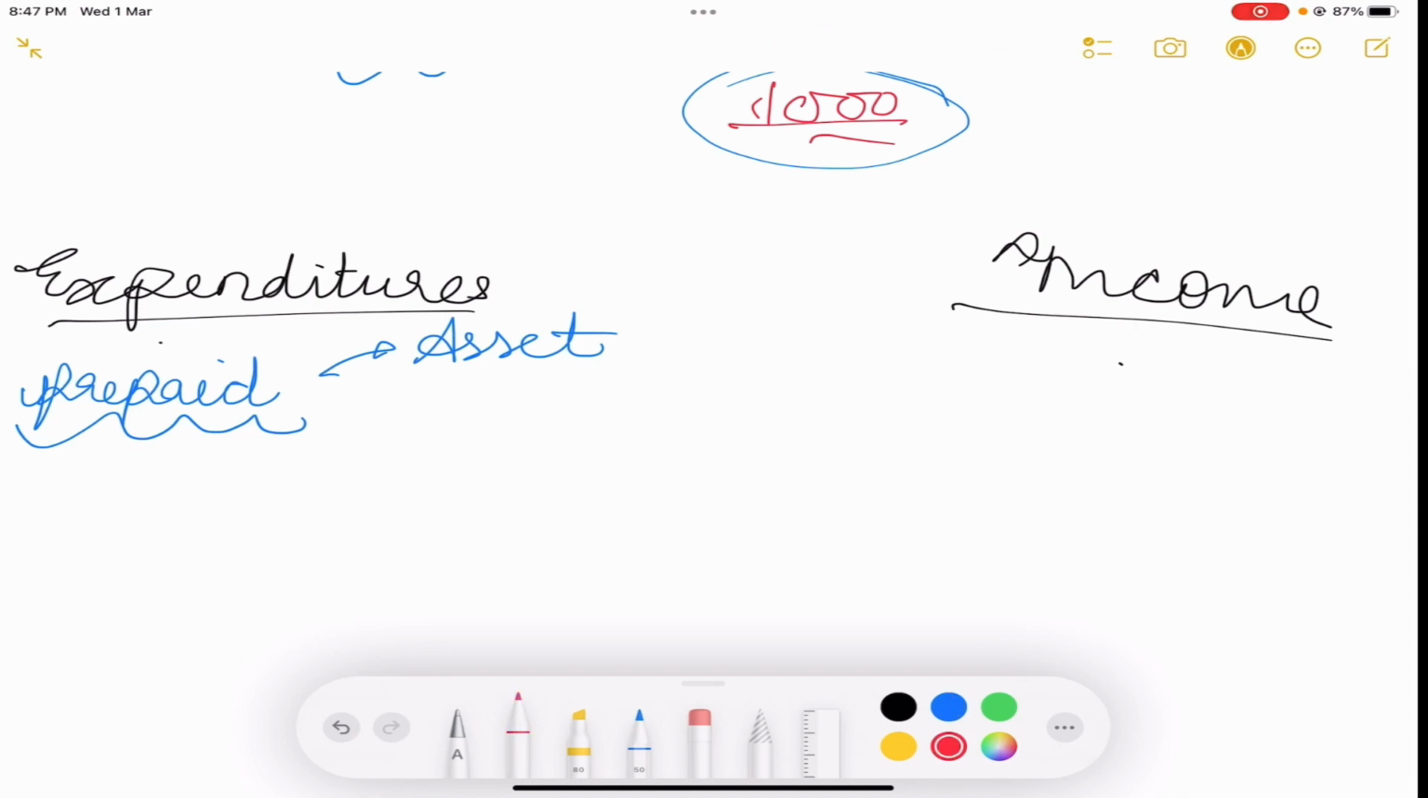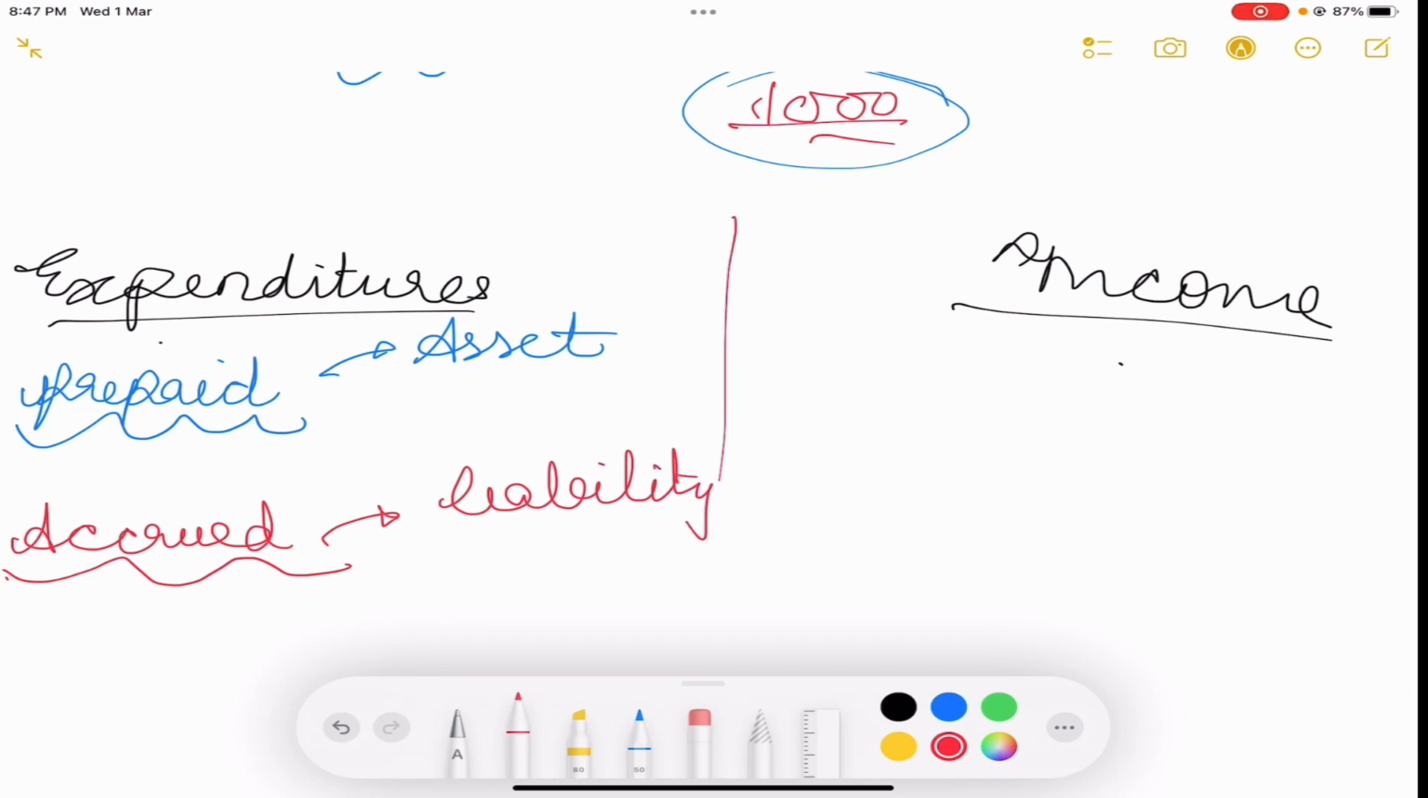Now when you talk about accrued expenditure, what is accrued expenditure? I have already reaped the benefits, I have already taken the services, but I haven't paid for it yet. So it is my liability, right? Because I have already taken the services, so I have to pay them back. Okay, take a moment and read it.